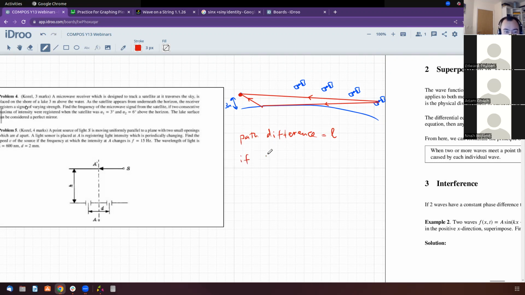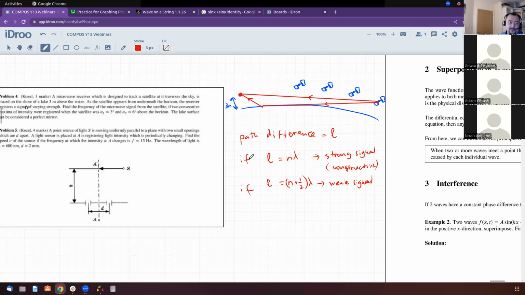Now, if the path difference L is equal to n lambda, then you have a strong signal, because that's constructive interference. And if L is n plus a half times lambda, that's a weak signal. So you just need to figure it out. You need to draw some accurate diagrams and use geometry to work out the wavelength, I believe. Yes, you need to work out the wavelength.